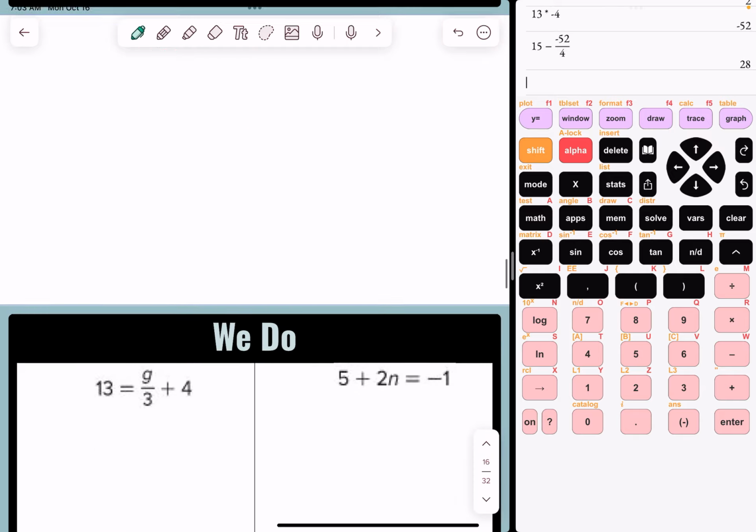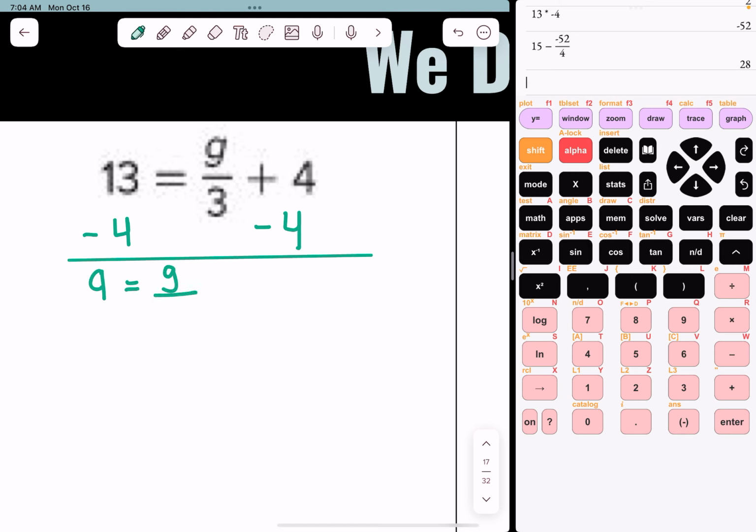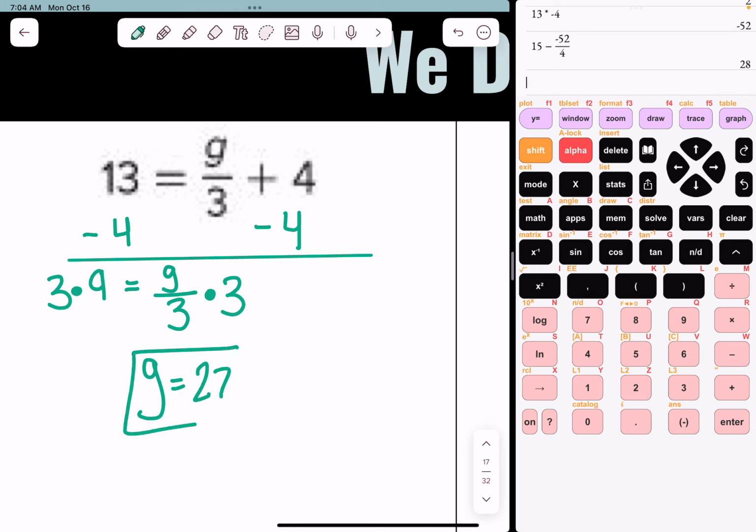Alright, let's look at these we do problems. We want to get rid of the positive 4, so we are going to subtract 4 on both sides. 13 minus 4 is 9, equals g divided by 3. And now to get rid of divided by 3, we multiply by 3 on both sides. And we get g equals 27.